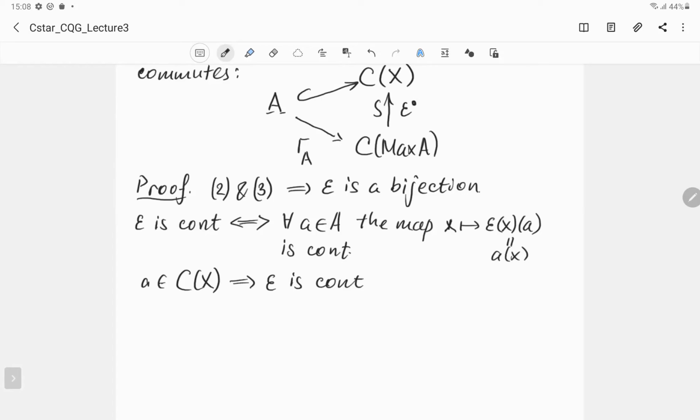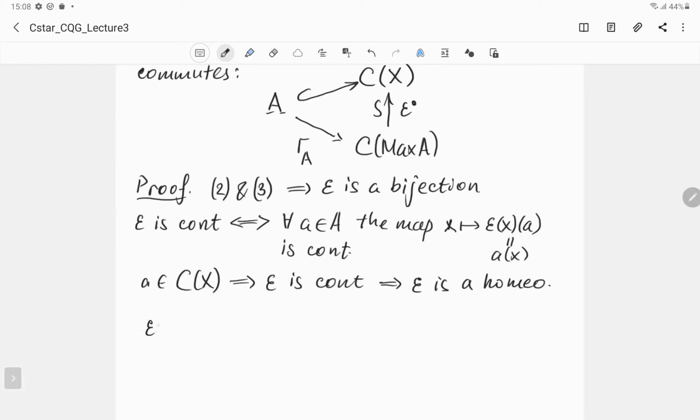So epsilon is a continuous bijection between compact Hausdorff topological spaces. So it is a homeomorphism. Of course, here we use the compactness assumption. And now finally, to complete the proof, we have to show that this diagram is commutative. This is a straightforward computation.